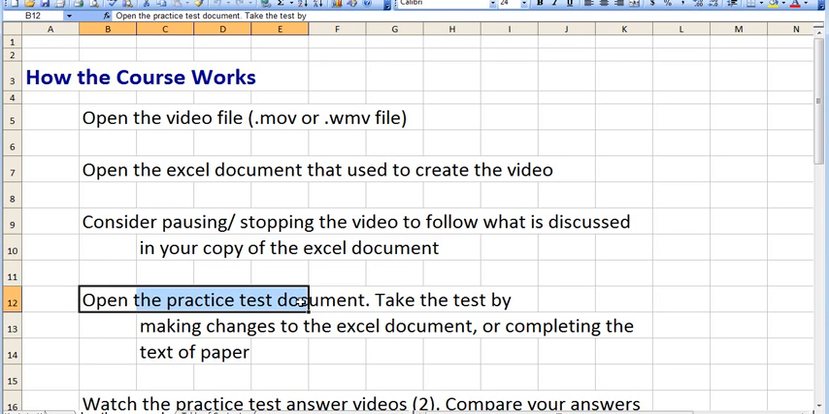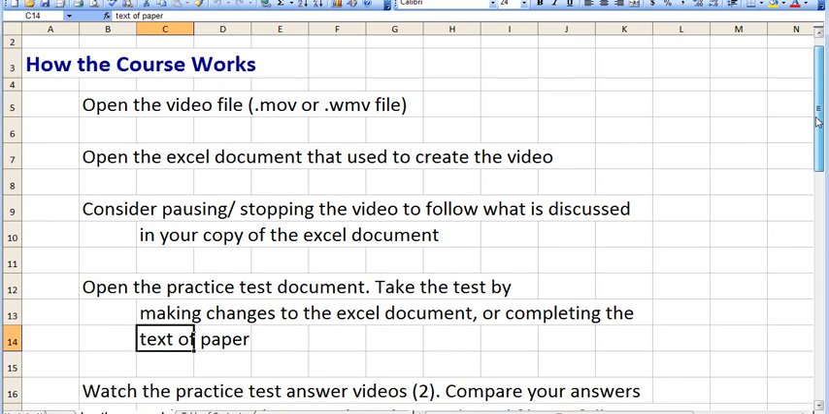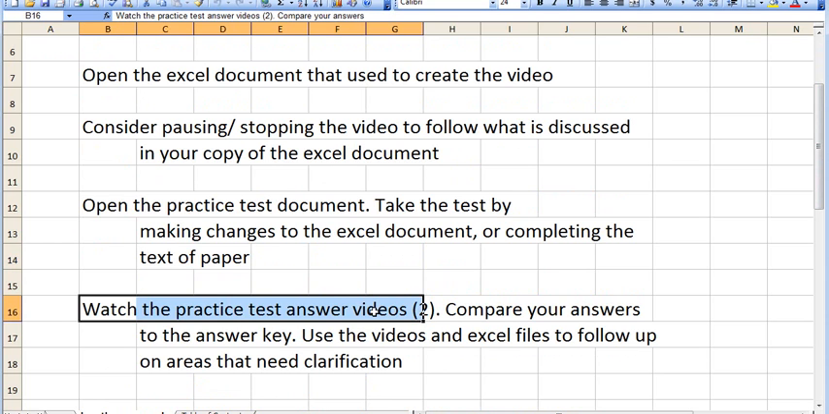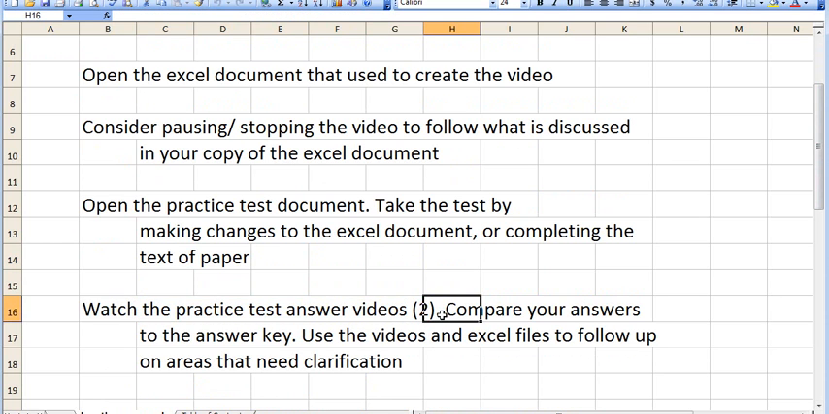At the end, open the practice test document. You can take the test by making changes to the Excel document on your own, or you can complete it on paper. And then finally, you can watch the video with the practice test answers explained, and there's 2 of those videos you'll find. You can compare your answers to the answer key.